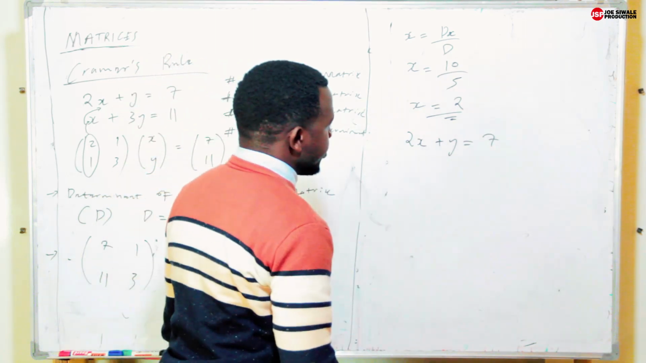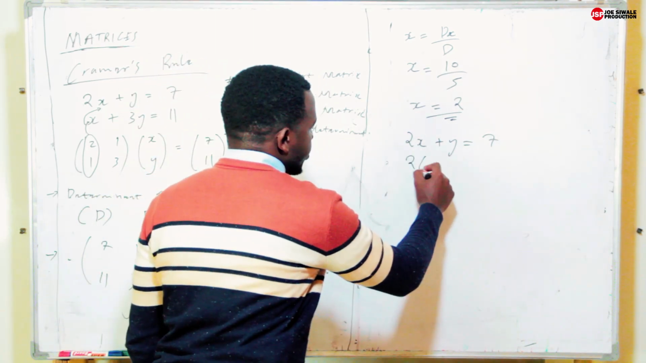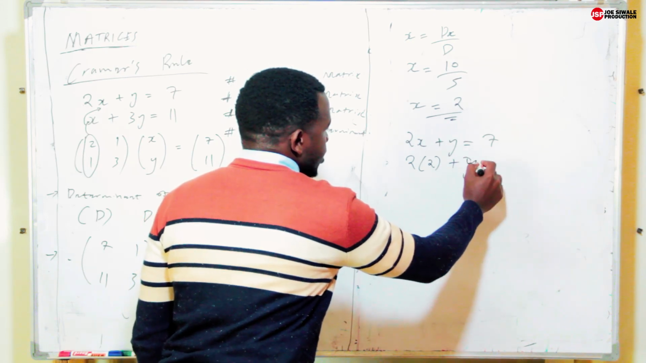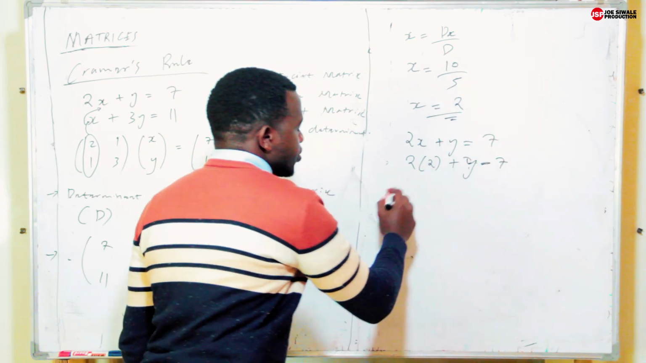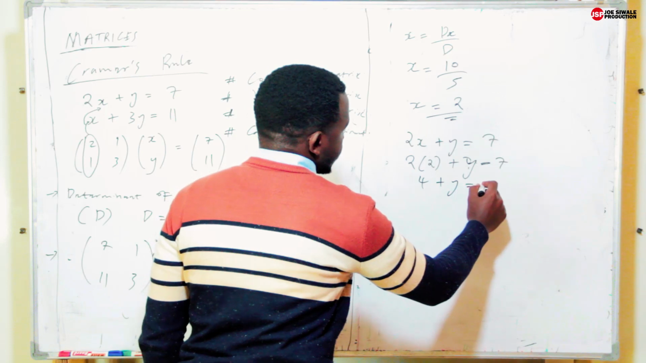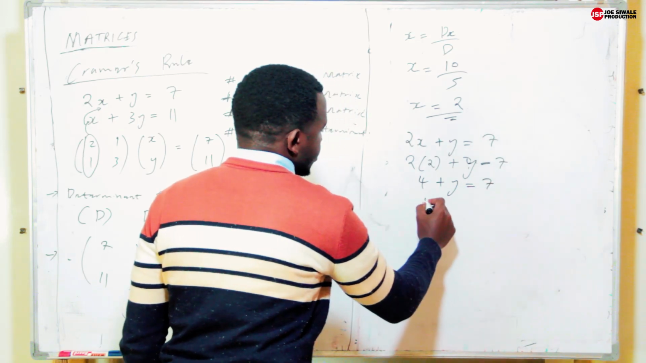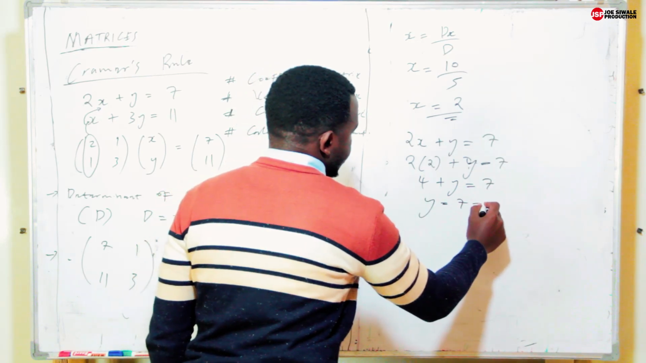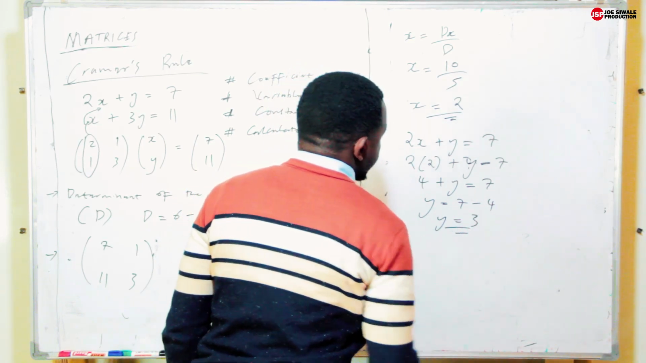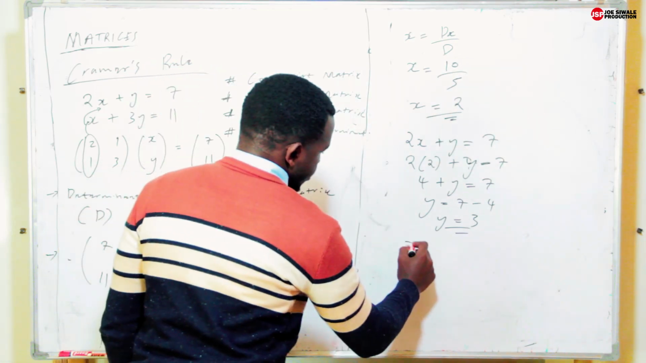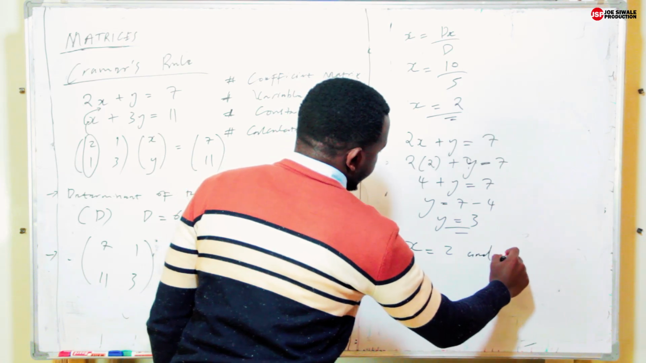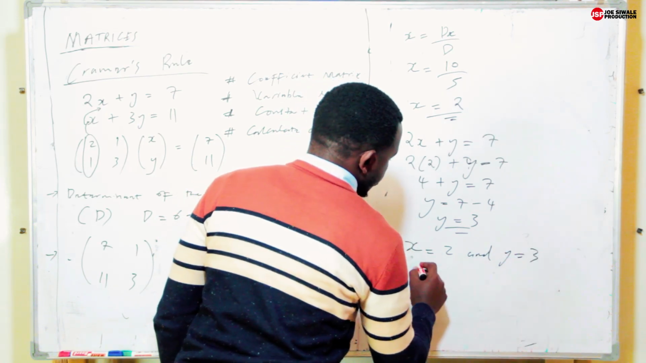So we know that our variable x is 2, so we're going to say 2 multiplied by 2 plus y is equal to 7. So 2 multiplied by 2, that's 4, plus y is equal to 7. So we're going to say y is equal to 7 minus 4, y is equal to 3. So we can say that our answers: our x variable is equal to 2 and our y variable is equal to 3.